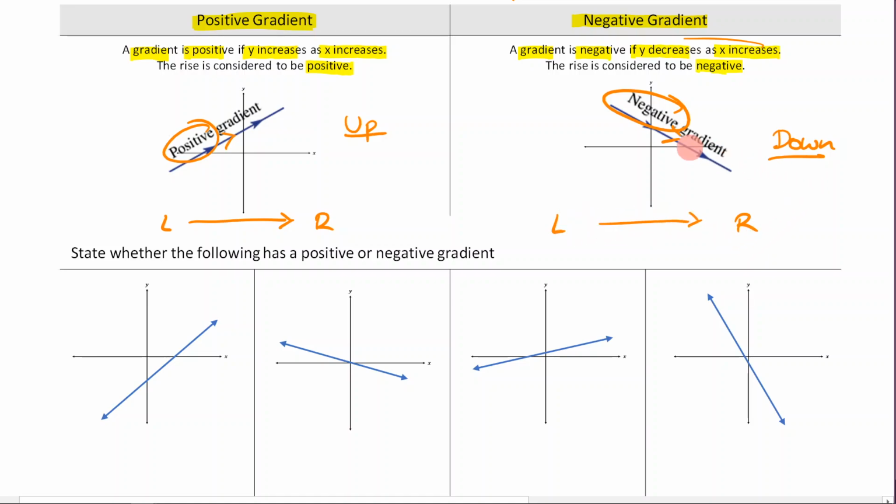If we look at these definitions a bit more, and you want to make some sense out of them, this is saying if the y increases as x increases.